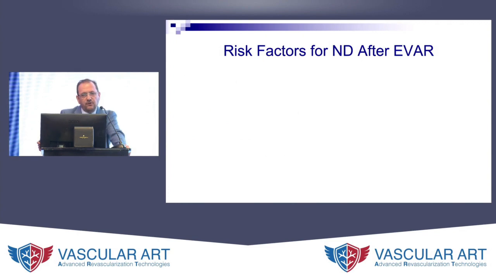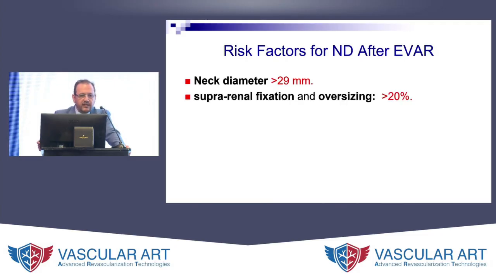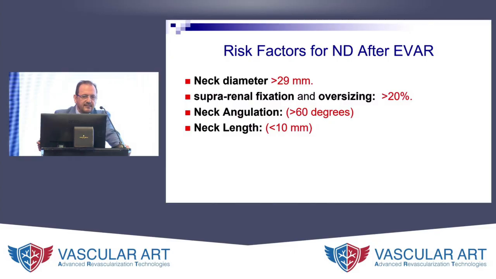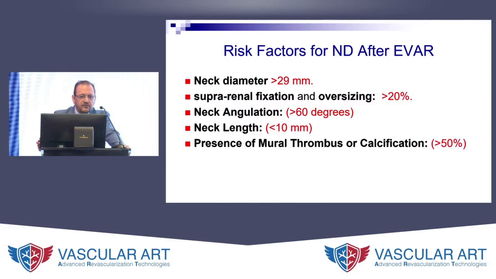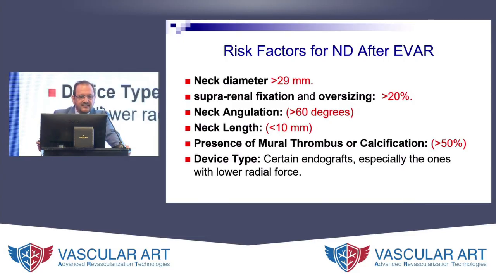The risk factors for neck dilatation in the proximal neck are: neck diameter more than 29, suprarenal fixation, oversizing more than 20%, neck angulation more than 60%, neck length less than 10 millimeters, presence of mural thrombus or calcification more than 50%, and device type. Certain endografts, especially those with lower radial force, have less chance of proximal neck dilatation.